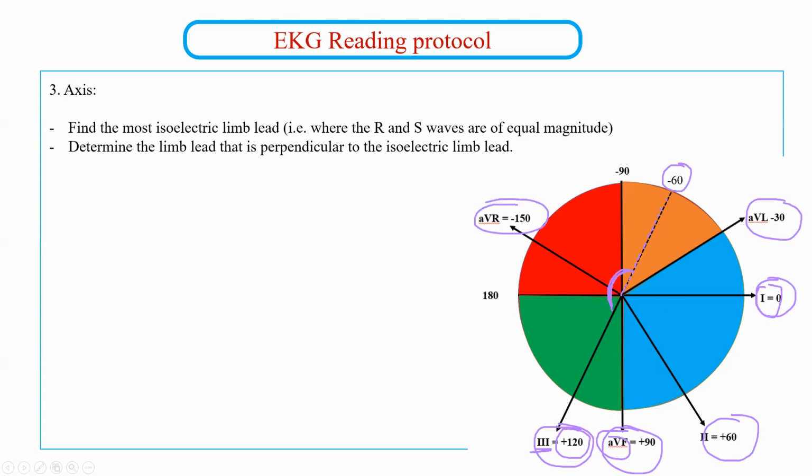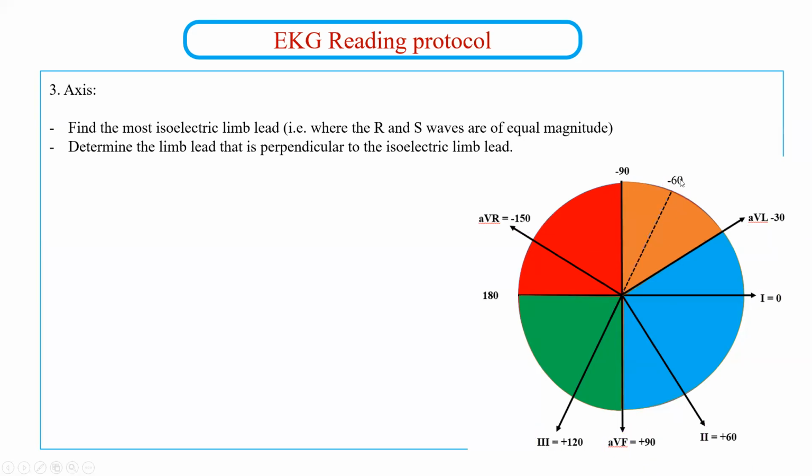So how can we do that? For lead 3, it's minus 60. Lead 2 is positive 60. So the complementary angle that continues to 180 is 120, and you just inverse the sign. This is positive, you should put negative here. And you do it for all the leads. For aVL, to continue to 180, you need 150, and you inverse the sign. For aVR, which is minus 150, the complementary angle to 180 is 30, and you inverse the sign.